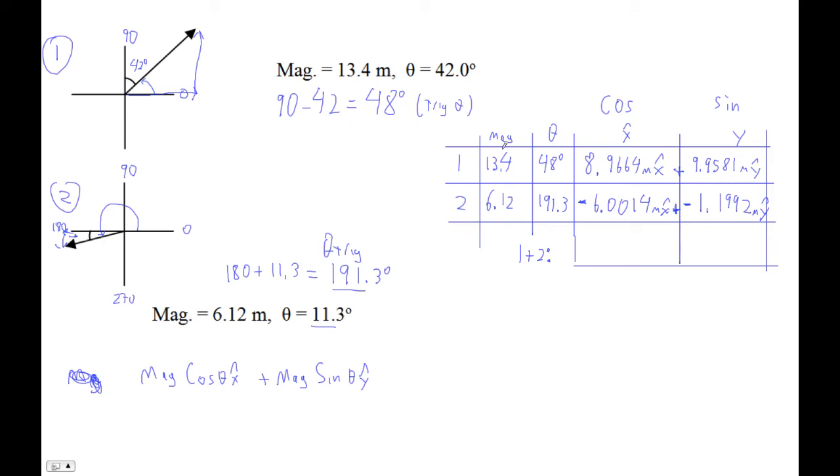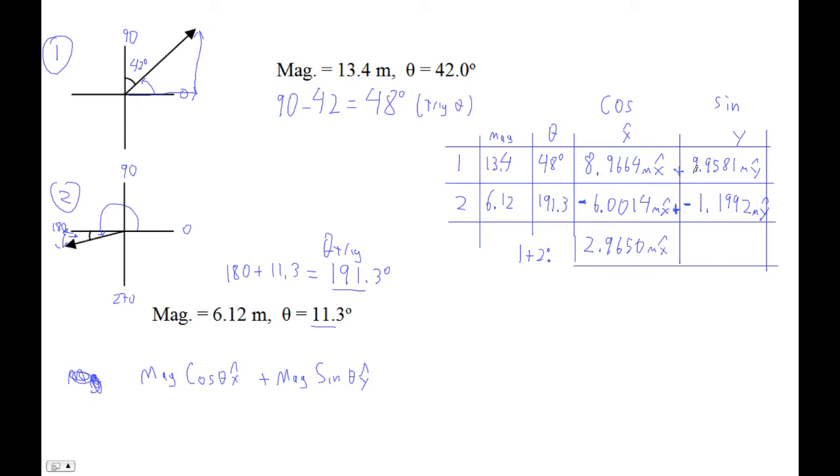Okay, so now adding these is as simple as just adding them up, right? So I'm going to go 8.9664 plus a negative 6.0014. Okay, just double checking, and that is 2.9650. And that's meters in the x direction.